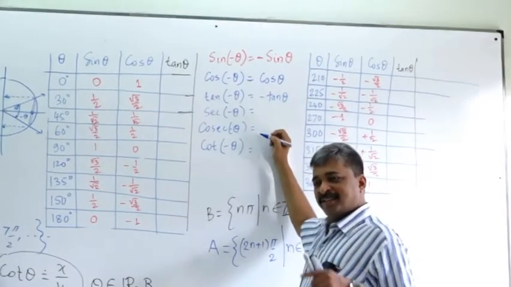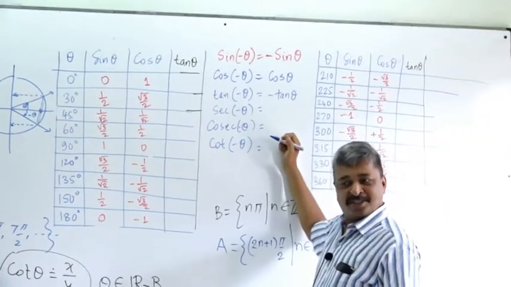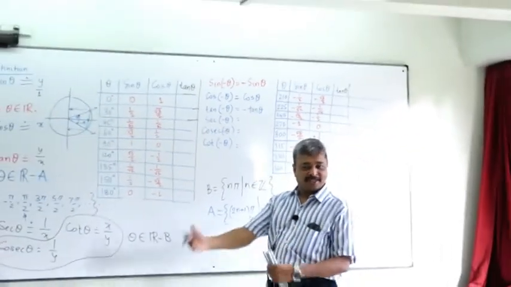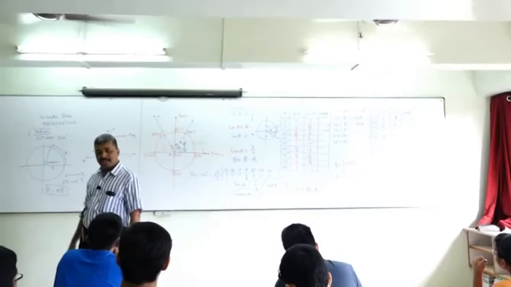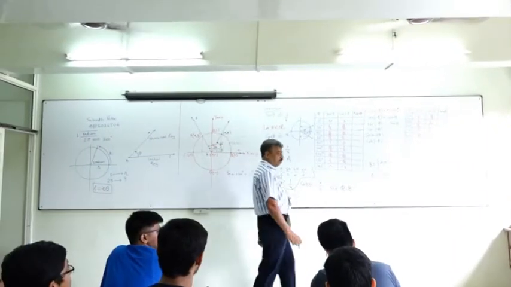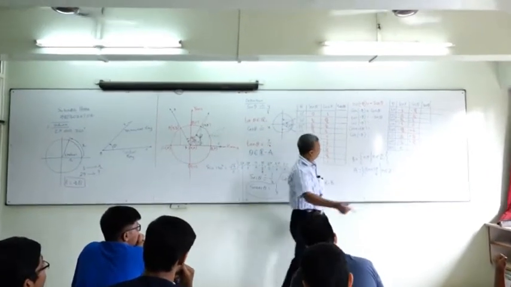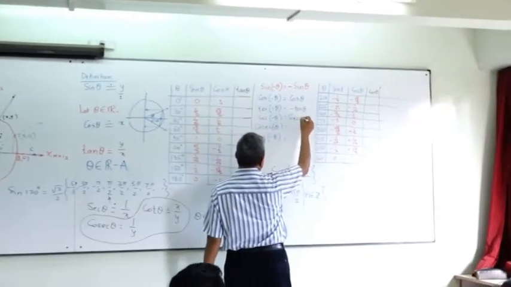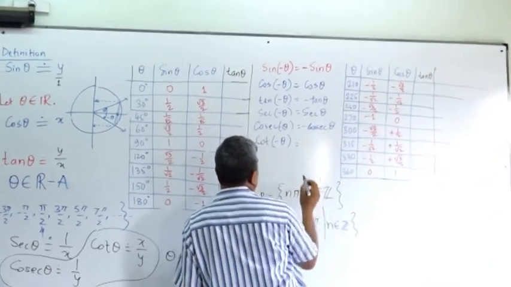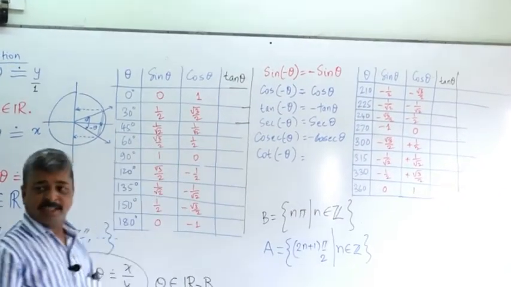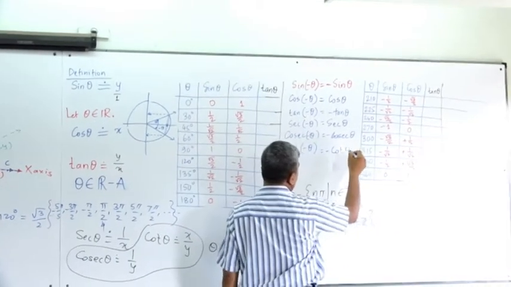Sec of the opposite, I am saying opposite, you are saying minus. Technically opposite is correct. Minus means you are subtracting something, two numbers being subtracted. If you want to express minus 2, that means it is the opposite of 2. It is just technical. Sec of minus theta is sec theta. Cosec is the opposite of cosec theta. Cot minus theta is minus cot theta. Good.